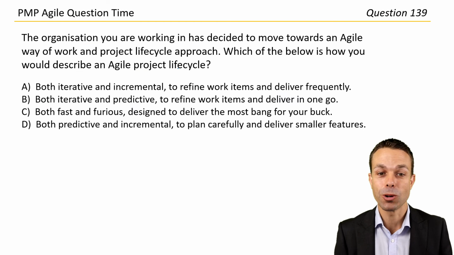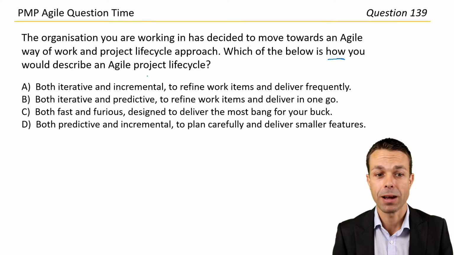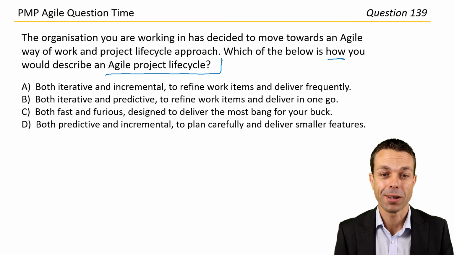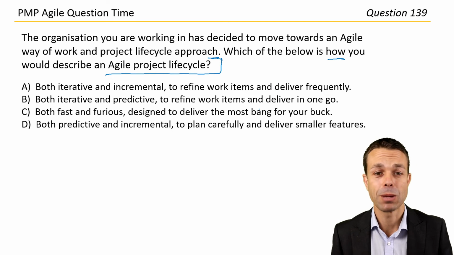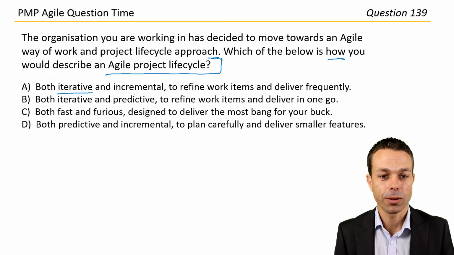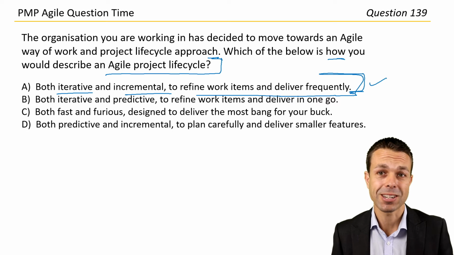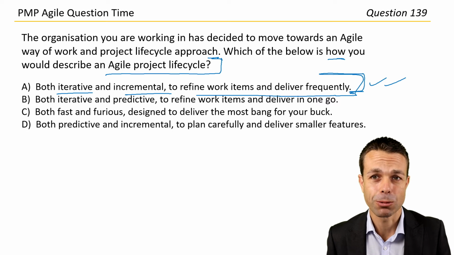The organization you're working in has decided to move towards an Agile way of work and project lifecycle approach. Which of the below is how you would describe an Agile project lifecycle? Oh, this is great. And you'll see this on the PMP exam about life cycles or project life cycles as well. So what is an Agile way of work? It's both iterative and incremental to refine work items and deliver frequently. Well, we can pretty much look at that one and say that's actually the one. But let's look at the other ones and see what we've got.